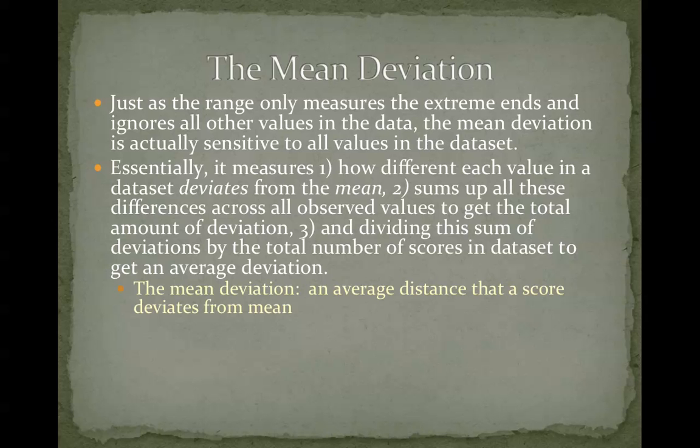So number 1, you want to measure how much each value in the data set deviates from the mean. Number 2, you sum up all of these differences across all observed values in order to get the total amount of deviation. And number 3, you divide this sum of deviations by the total number of scores in the data set to get an average deviation. So the mean deviation is essentially the average distance that a score deviates from the mean. I'll give you a detailed example now.